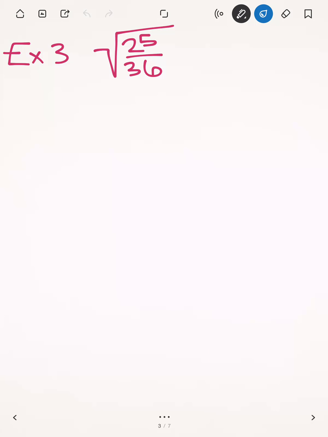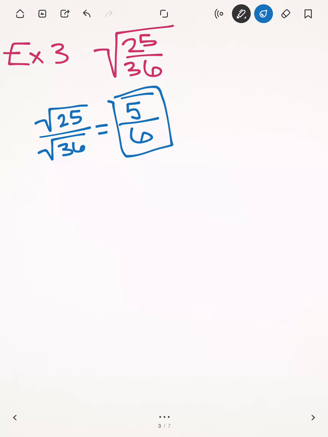Now we have fractions. A lot of people get scared of fractions. Don't be. We just split it up like we've been doing. So we take the square root of 25 over the square root of 36. What's the square root of 25? It's 5. The square root of 36 is 6. And that is our answer.